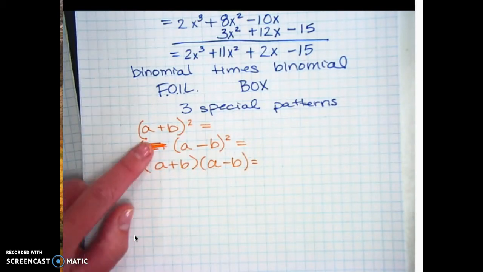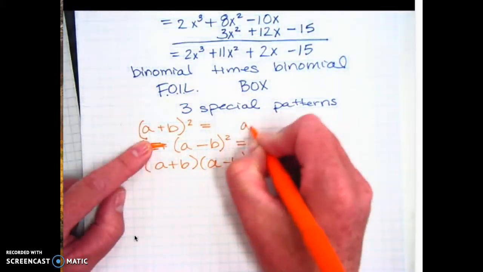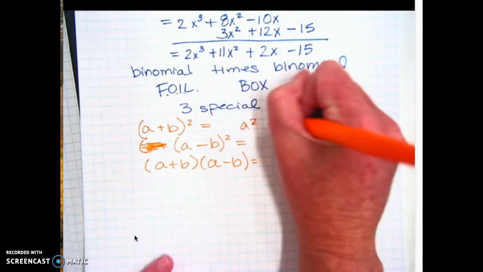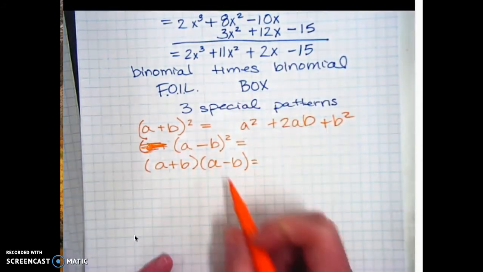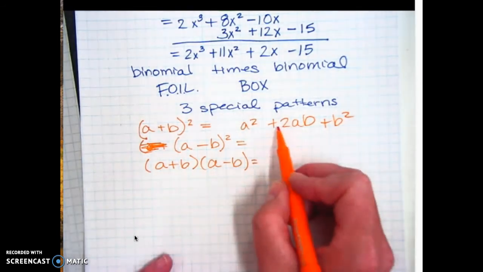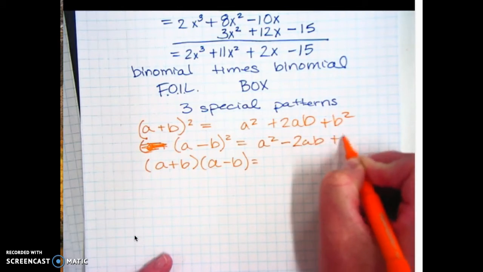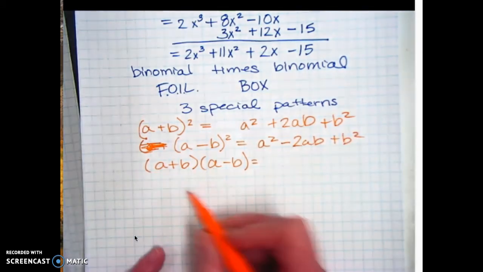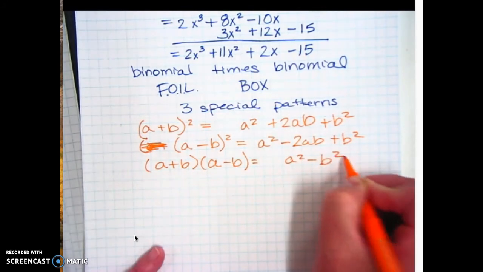Okay, so here's how the pattern works. Whatever term goes in for your a, you're going to square it, and then you're going to add 2ab plus b squared. The second one's almost the same, it's just the sign's different right here. It's a squared minus 2ab plus b squared. And the third one is a squared minus b squared.